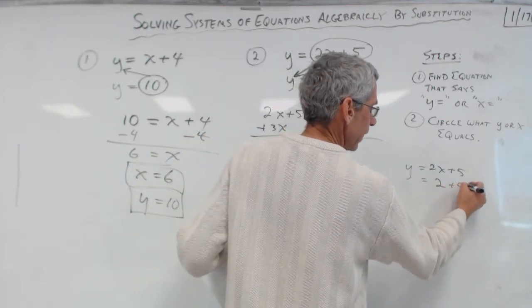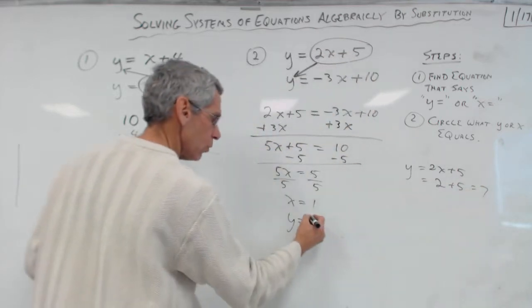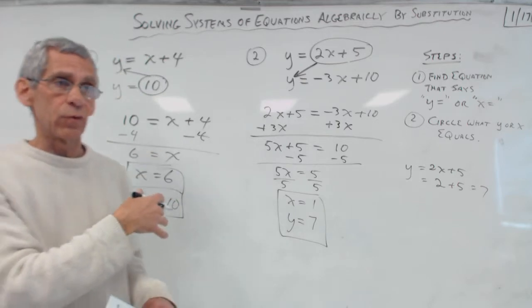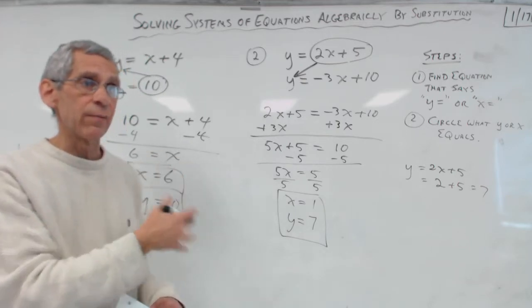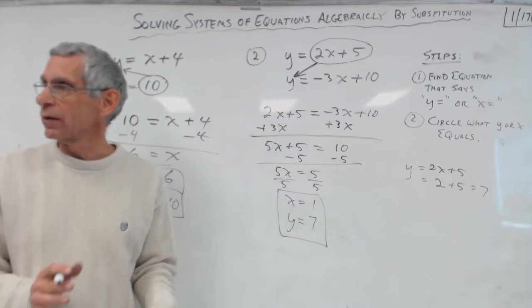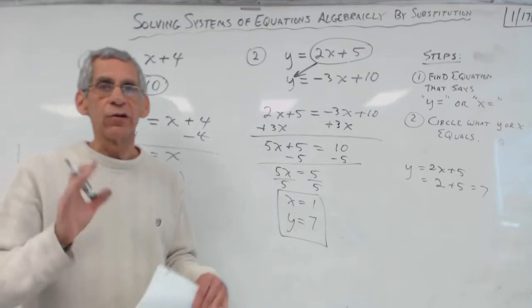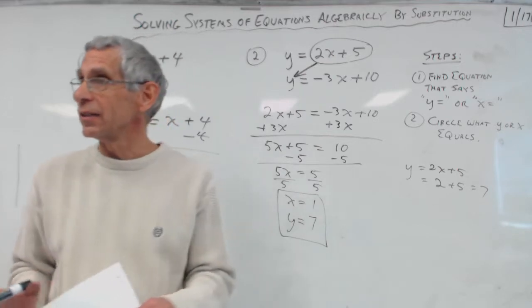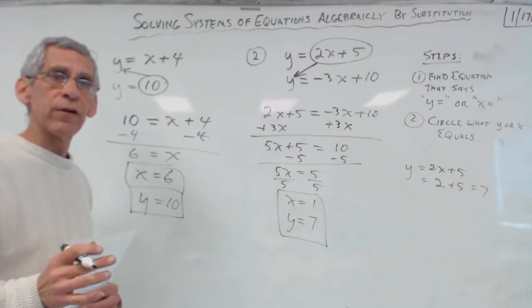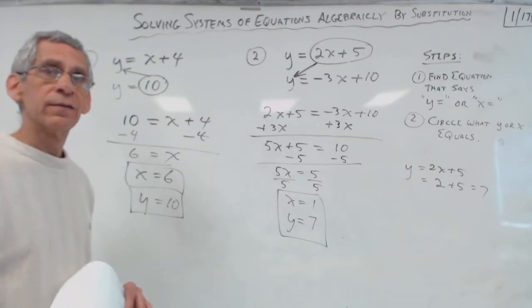So 2 plus 5, which is 7, right? So y is 7. This is exactly like the number word problems that I taught you. It's the same process. That's why I was telling you it's repetition. But I have to go over it clearly so you understand this is what systems of equations is by substitution.